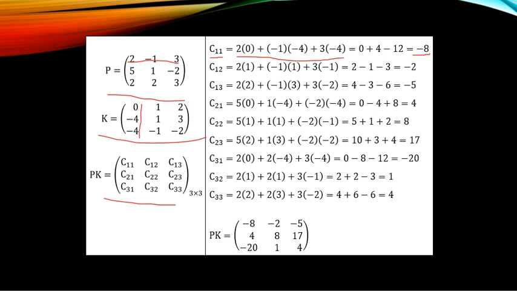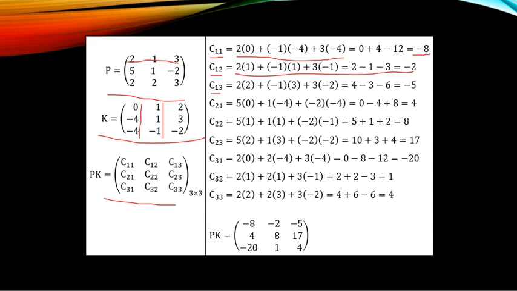Then to get C12, that is the element in first row, second column, you use the same first row to multiply the second column of matrix K. Element by element, you have it in this form. When you multiply and add, you have -2.